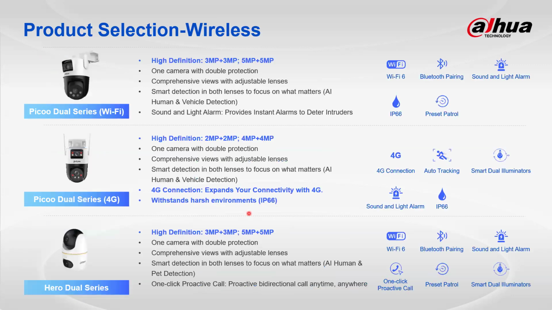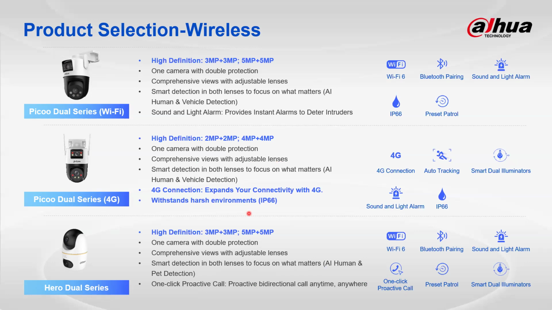So for the wireless series, we have the Pico Duo series Wi-Fi. We have the Pico Duo series 4G enabled and the Hero Dual series. So in this case, for these three products, all support Wi-Fi, except the 4G.